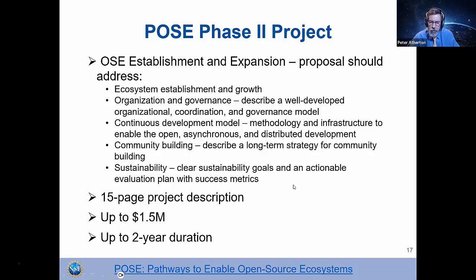So for a phase 2 proposal, the project description is up to 15 pages. Again, it doesn't include the elements that I mentioned in relation to phase 1. Maximum funding at phase 2 is $1.5 million, and the nominal duration is 2 years.